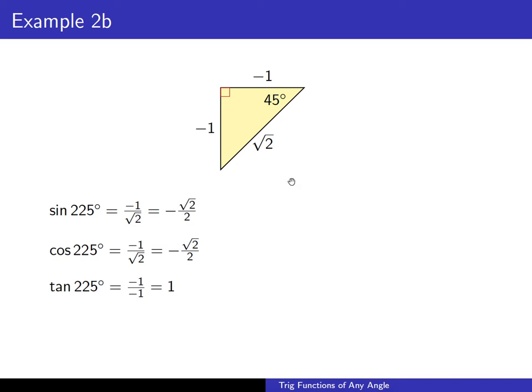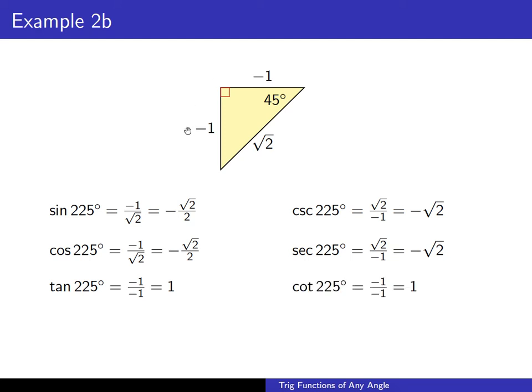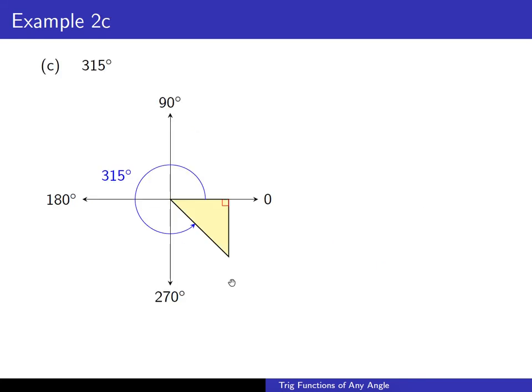Now for the reciprocals, the cosecant, r over y, square root of 2 over -1. Next up is secant, r over x, square root of 2 over -1. And finally, cotangent, x over y, -1 over -1, is just 1, or the reciprocal of tangent. All right, part C, we have 315 degrees. So here, 315 degrees, we end up in the fourth quadrant.